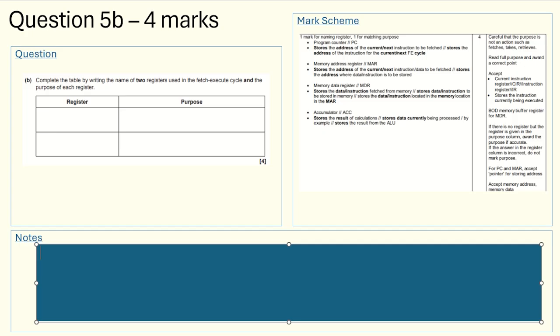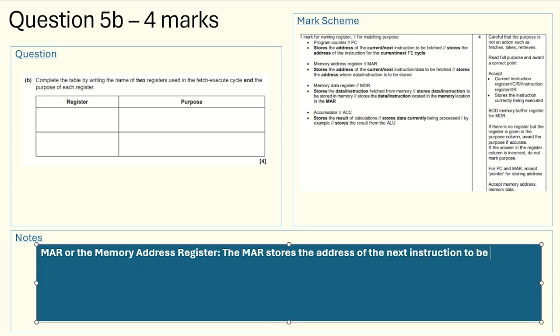So the easiest 2 to pick really are the MAR and the MDR, if you can remember those ones. So my first register is going to be the MAR, or the memory address register. And we know that this one stores the address of the next instruction to be fetched. So we could say the MAR stores the address, because it's memory address register, of the next, or you could say current as well, next instruction to be fetched. Perfect. That will give us 2 marks for that one.